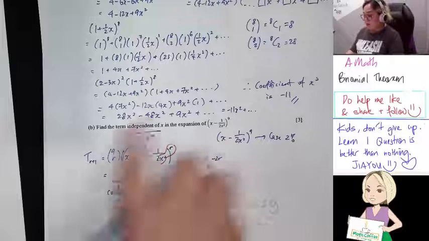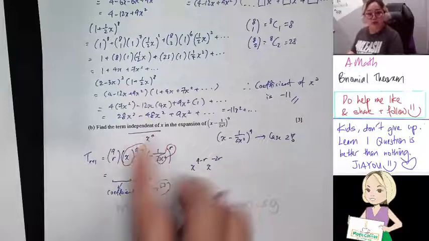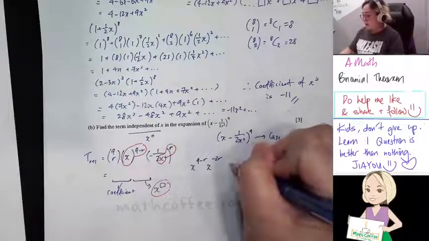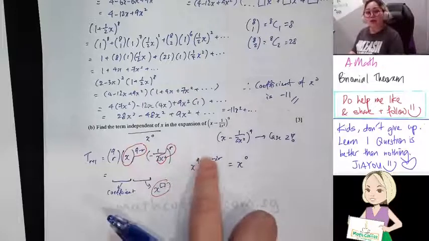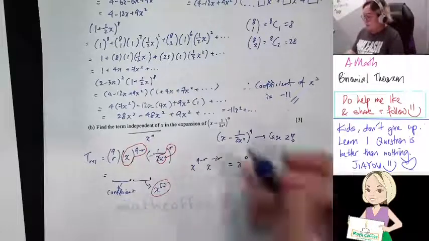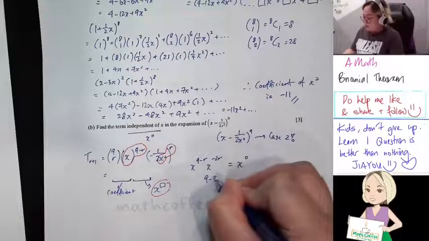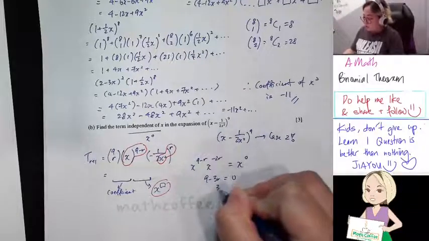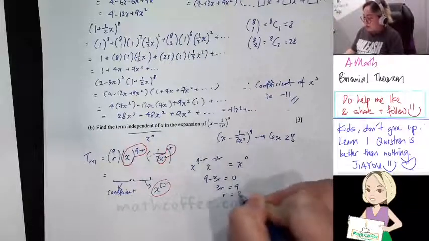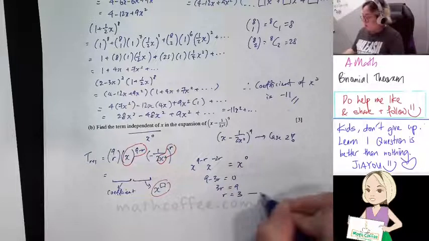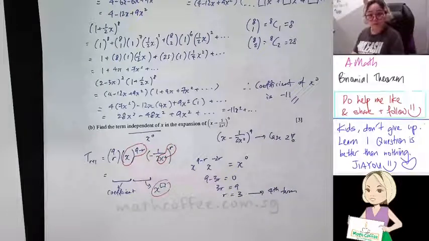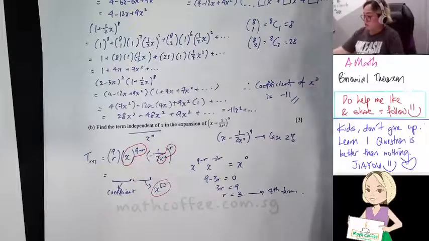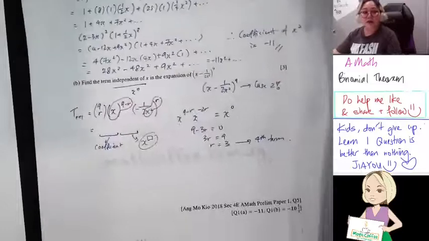And in this question, they ask for x to the power of 0. So I make it into an equation and say I want it to equal x to the power of 0. In this way I can solve for my power. So it becomes 9 minus 3r equals 0. So 3r equals 9, r equals 3. And when r equals 3, it means I want my 4th term. So now I already know my r is 3 and I want my 4th term.